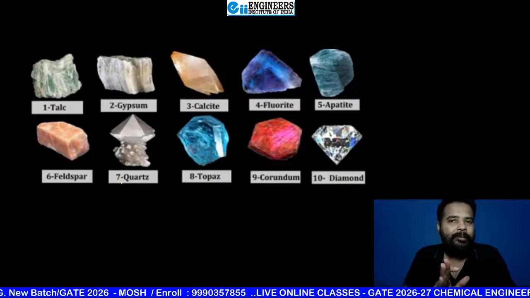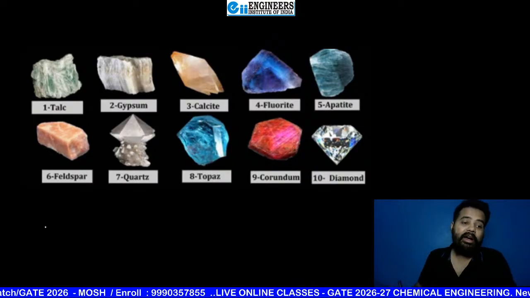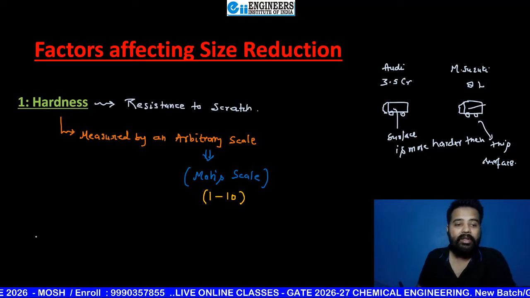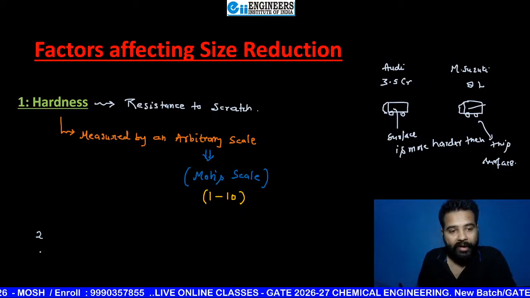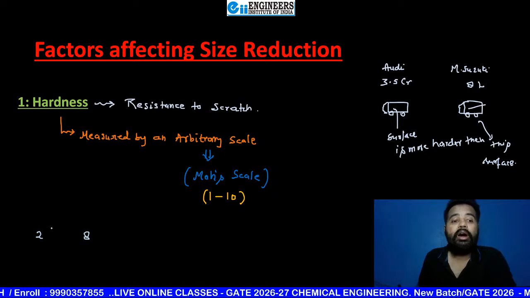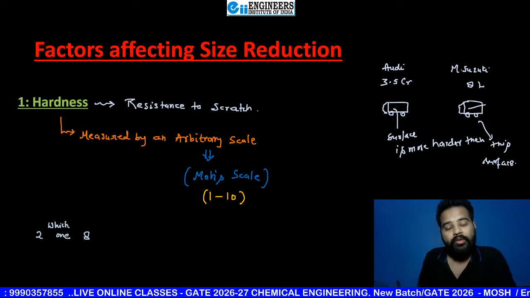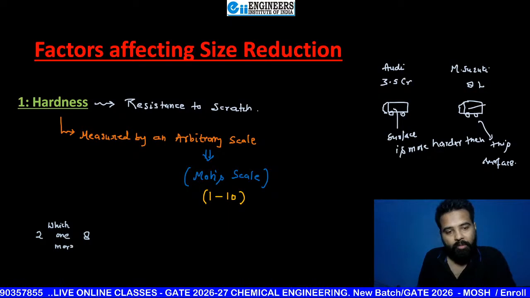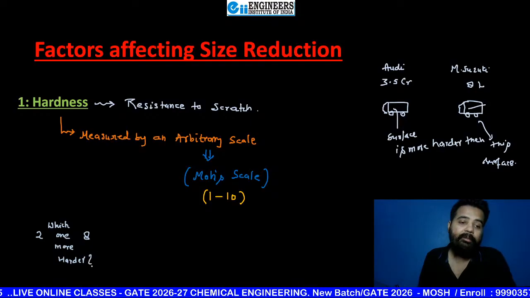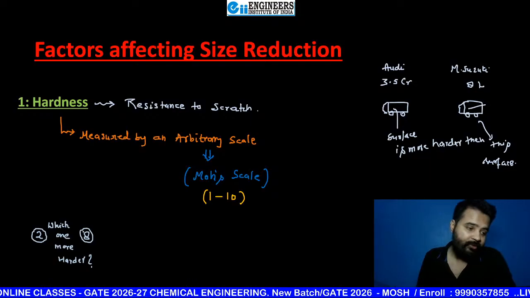Now can you tell me, beta, low Mohs scale and high Mohs scale? If I am asking you, please tell me 2 and 8. Can you tell me which one is harder? Which one is harder? Can you tell me, beta? Which of these two will be harder on the Mohs scale if you are getting 2 and 8 ratings? Is it 2 or is it 8?